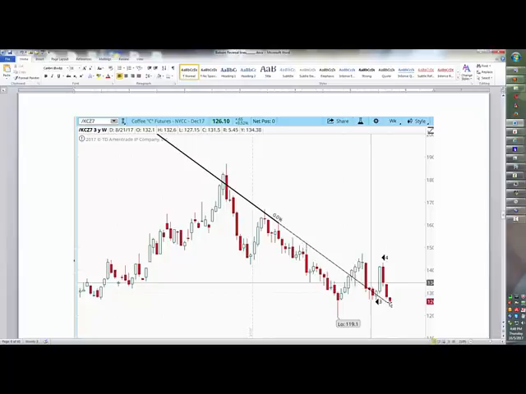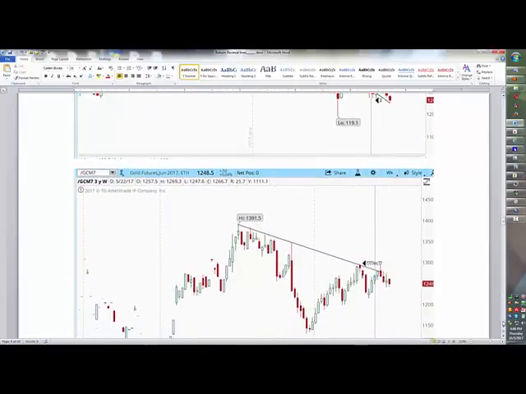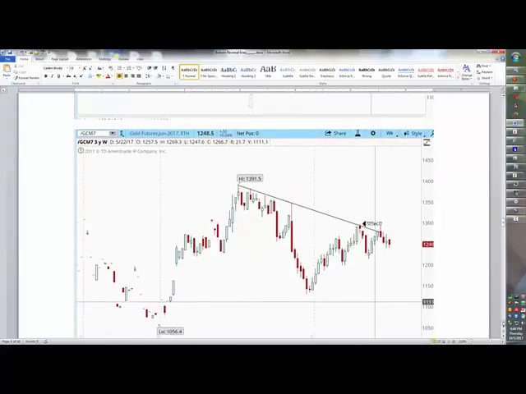It's just, you take this point here and you find two pivots that absolutely beautifully connect, like here and here. Okay. So, what is this? GCM7 Gold Comex. That was a good one.